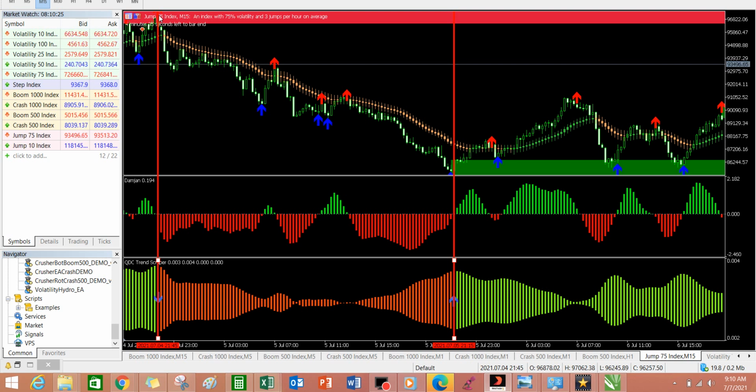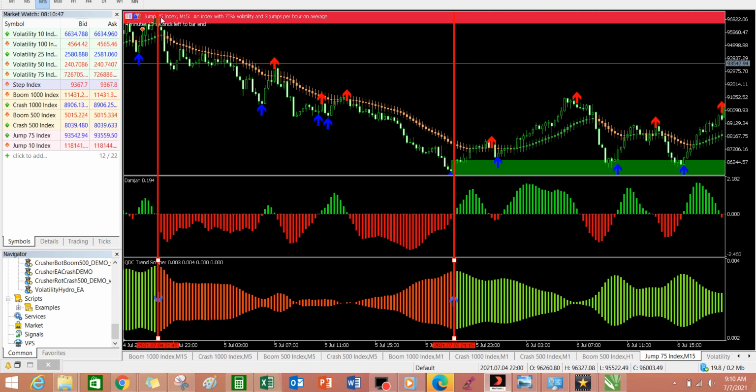So right from there, the first thing we should always look out for is the trend. Once the trend is changing from an uptrend to a downtrend, then we should be getting ready to get into the market. And once we get a sell signal on the main chart, then we should go into the market with full force.